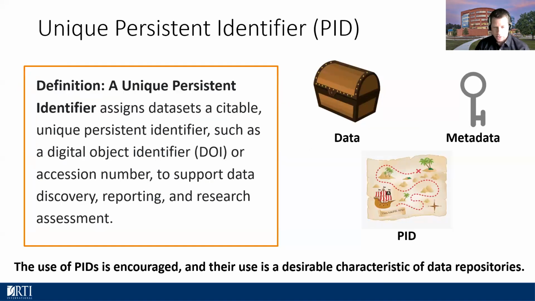One of the things that is a very useful characteristic of a repository is a unique persistent identifier. This is an identifier that can be used in publications or in order to access the data. It provides kind of like a treasure map, where if the scientific data is the treasure, the metadata is the key to open that treasure and use it, but the PID always points towards the treasure. And so by having this unique identifier, even if the location of the treasure moves, you're always able to find it. So being able to have a repository that produces these unique identifiers is a highly desirable characteristic.